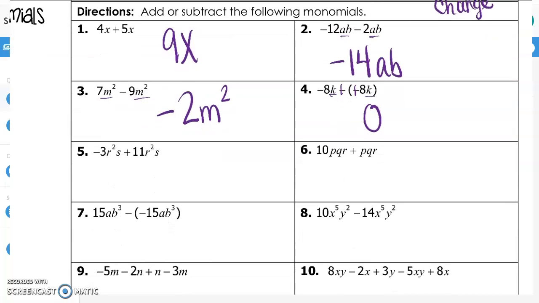Number 5, r squared s, r squared s. Those match. So negative 3 plus 11 gives us positive 8 r squared s. Don't forget to bring all the variables and exponents along. Number 6, PQR, PQR, so 10 plus 1. Remember, if there's not a coefficient, you can put a 1. So 11 PQR is your answer for number 6.